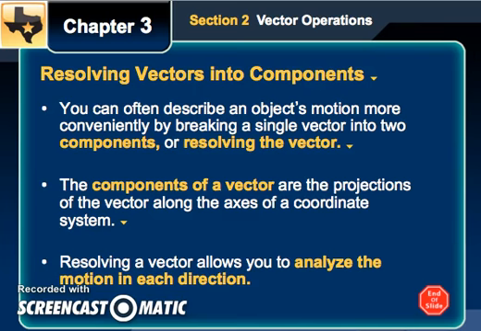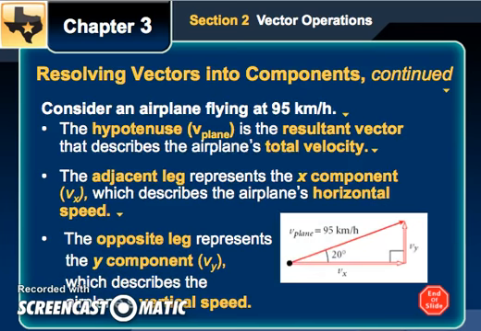Now here's some example information. If we consider an airplane traveling at 95 kilometers per hour, the hypotenuse, or the velocity of the plane, is that resultant vector. We see it down here in this picture, and that describes the airplane's total velocity. The adjacent leg represents the x component, Vx, which describes the airplane's horizontal speed. The opposite leg, Vy, the y component, describes the vertical speed.